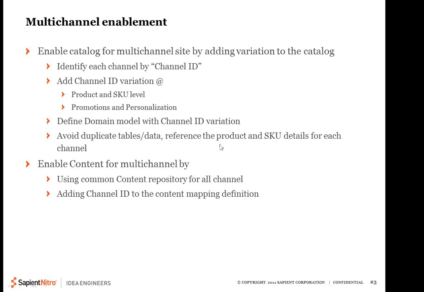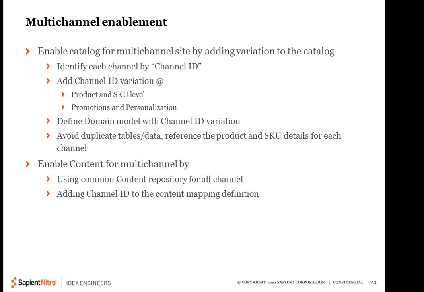Avoid duplicate table data, and reference the product and SKU detail for each channel. Basically a reference that you want to add, where for this particular channel you can always include or exclude certain types of product and SKU. And similarly, enable content for multi-channel by using a common content repository for all channels. Make sure that your content repository is common for all the channels, and add channel ID to the content mapping definition.